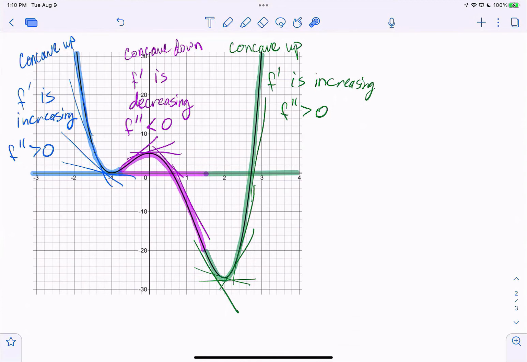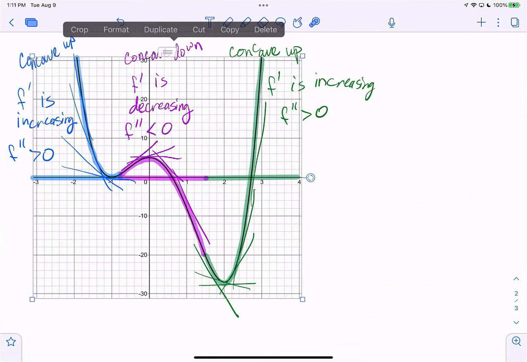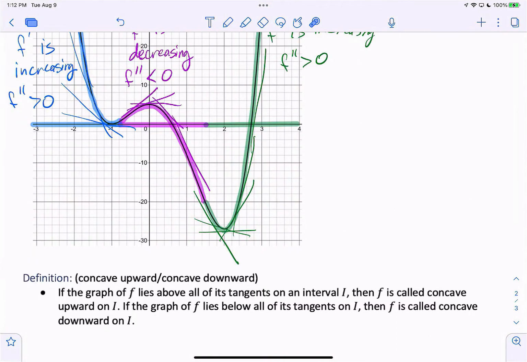Before we give a label to this whole situation, let's take a look at these tangent lines again. In the blue region, notice the tangent lines are all below the graph itself. In the purple region, the tangent lines are all above the graph. And in the green region, the tangent lines are below the graph. The vocabulary here is concave upward or concave downward. If the graph of f lies above all of its tangents on an interval, that's the blue region and the green region, then f is called concave upward on the interval.